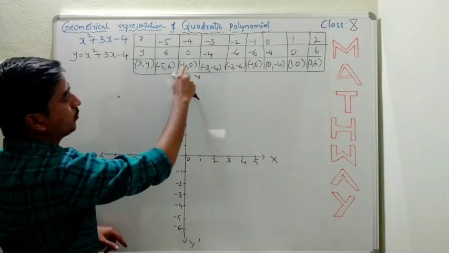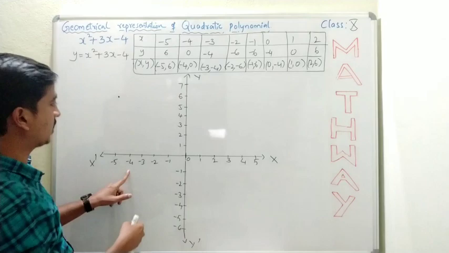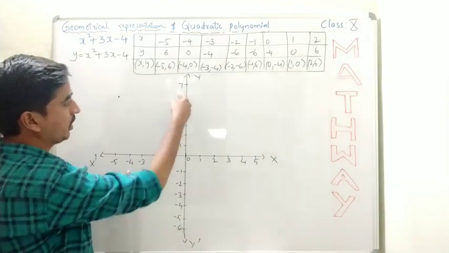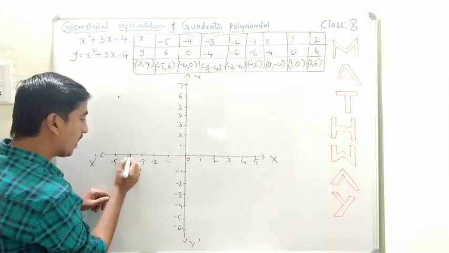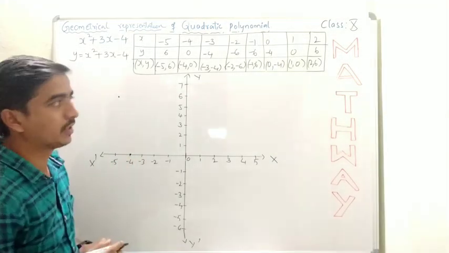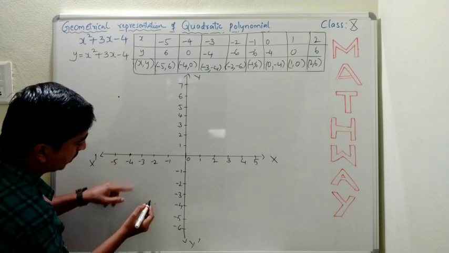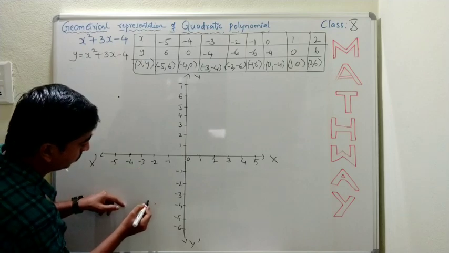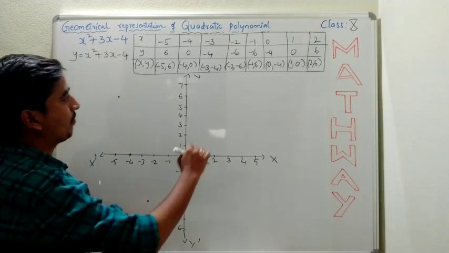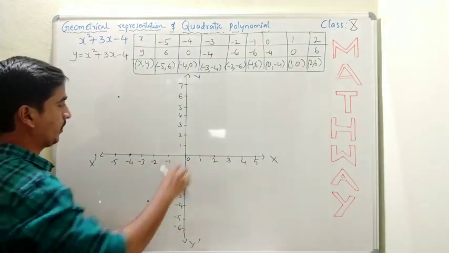The next is minus 4 comma 0. The x coordinate is minus 4 and the y coordinate is 0. So y coordinate 0 means we get the point on the x axis at minus 4. Next minus 3 comma minus 4. So minus 3 and minus 4, on the graph paper we get exactly here.